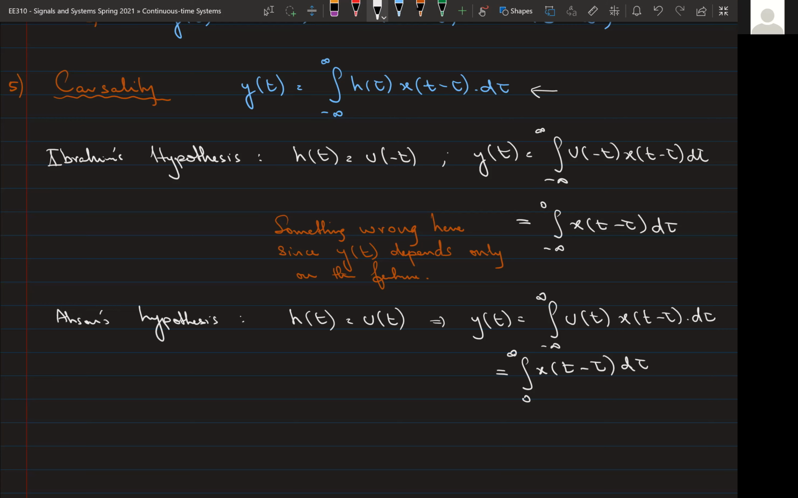Okay? So the question I raised was: h of t equals u of t, yes, it corresponds to a causal system. But is this the only system which is causal? And Essen, you have the right answer. Yes, go ahead. So I think there should be more, but I can't think of any right now. Right, so there should be more, and the answer is yes. What about u of t minus 2?